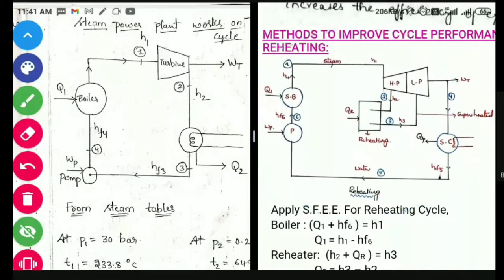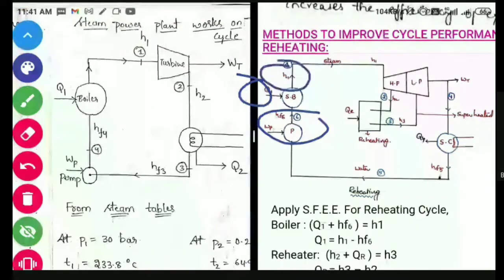As you know, initially for the steam boiler, you have to supply water and heat. After supplying the feed water, you have to supply the heat. Then we will get the steam, that is H1. Now that H1 steam enters the turbine blades. Automatically there is expansion and power is produced.